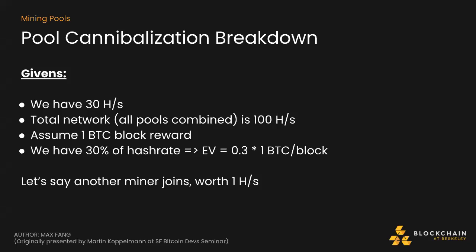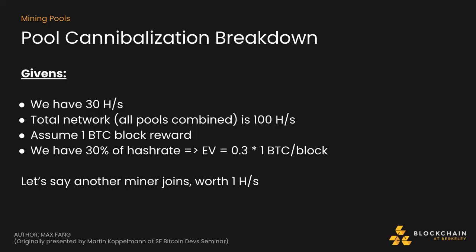So let's also break that down. This is just a hypothetical situation. This wouldn't be what it's actually like in the real world, but this is if we don't pool cannibalize, okay? So if we have 30 hashes per second, and we, as in my pool, this half of the room, and the total network of all the pools, this whole entire room, is 100 hashes per second, and let's just assume the reward is 1 Bitcoin. And so our pool right here has 30% of the hash rate, and so our expected value is going to be 0.3 times 1 Bitcoin per block.